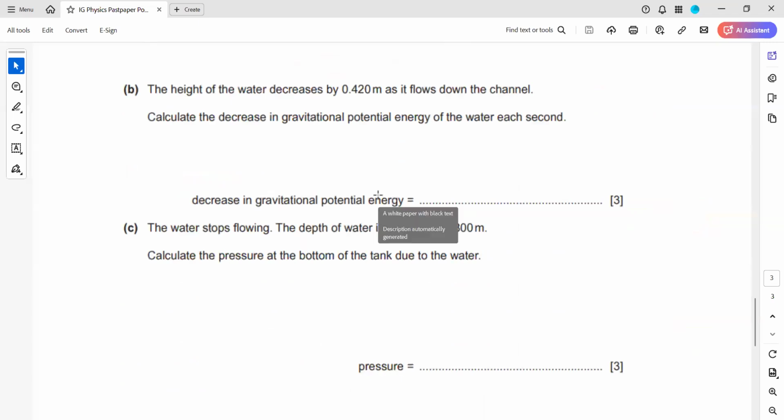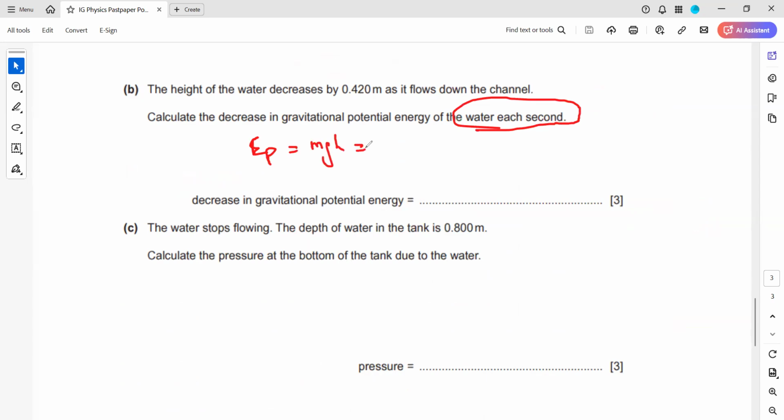The next: the height of water decreased by 0.42 meters as it flows down a channel. Calculate the decrease in gravitational potential energy every second. Every second, how much mass? 800 kilogram of water enters. So gravitational potential energy is equal to mass times gravity times depth. The mass is 800, the gravity take 9.8, and the depth is 0.42. What's the answer?